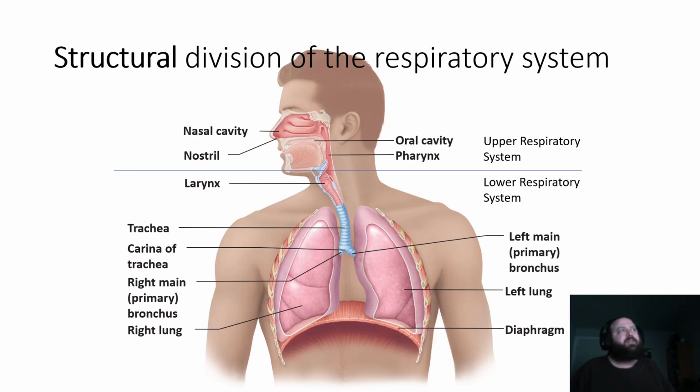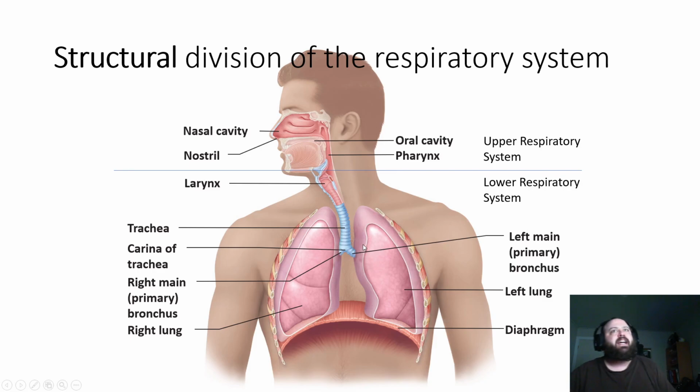The first way to do it is by structurally dividing the respiratory system into an upper respiratory system and a lower respiratory system. The upper respiratory system, or the upper respiratory tract, contains the nose, the nasal cavity, the oral cavity, the pharynx. Everything else belongs to the lower respiratory tract. So this will include the larynx, the trachea, the bronchi, and the lungs.